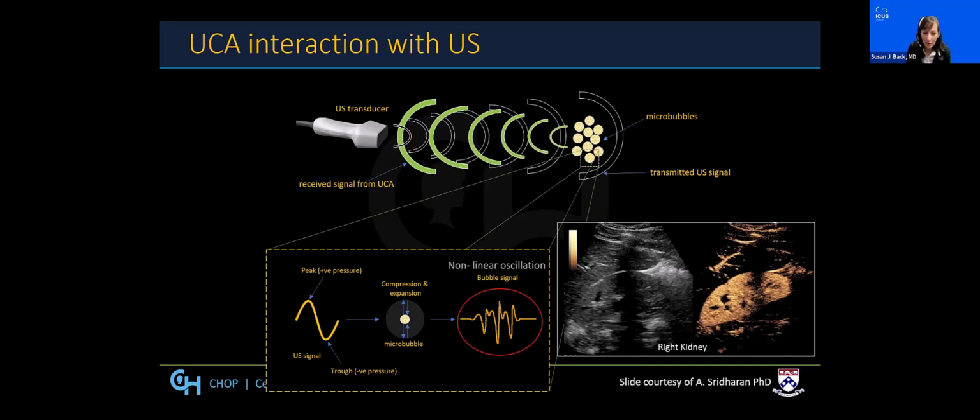So here's an example of the right kidney where I have a dual display image with the grayscale reference image. And then the orange image is a contrast only depiction, which shows that subtraction of the microbubble signal from the grayscale.